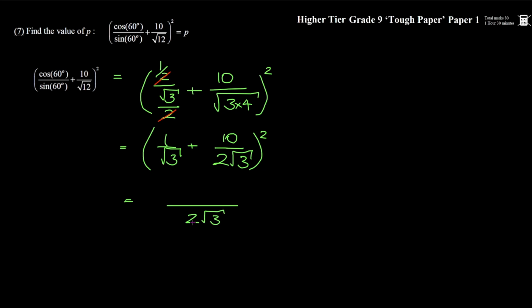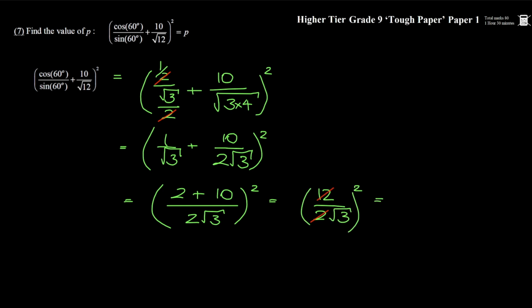Root 3 into 2 root 3 goes twice. 2 root 3 into 2 root 3 goes once. 1 times 10 is 10. And this is equal to, we've got 12 on the top over 2 root 3 on the bottom. And that's still all squared.